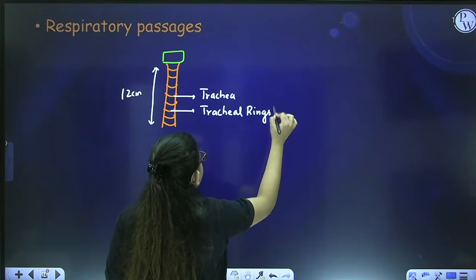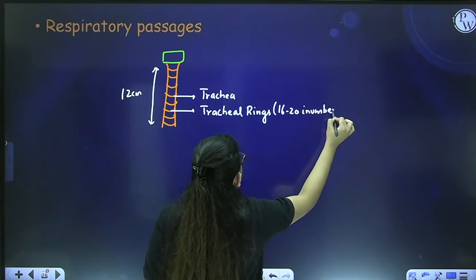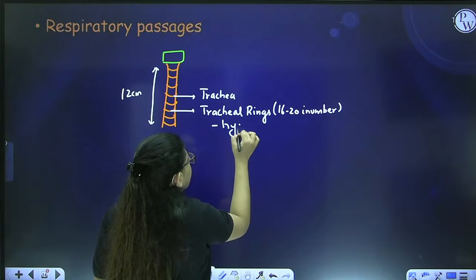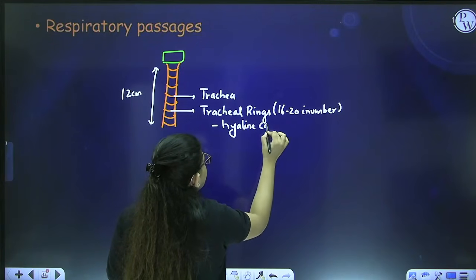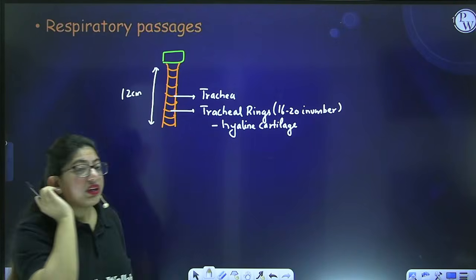How many are there? 16 to 20 in number. And what are they made up of? They are made up of hyaline cartilage. Fine guys. Now, what is the purpose of them?